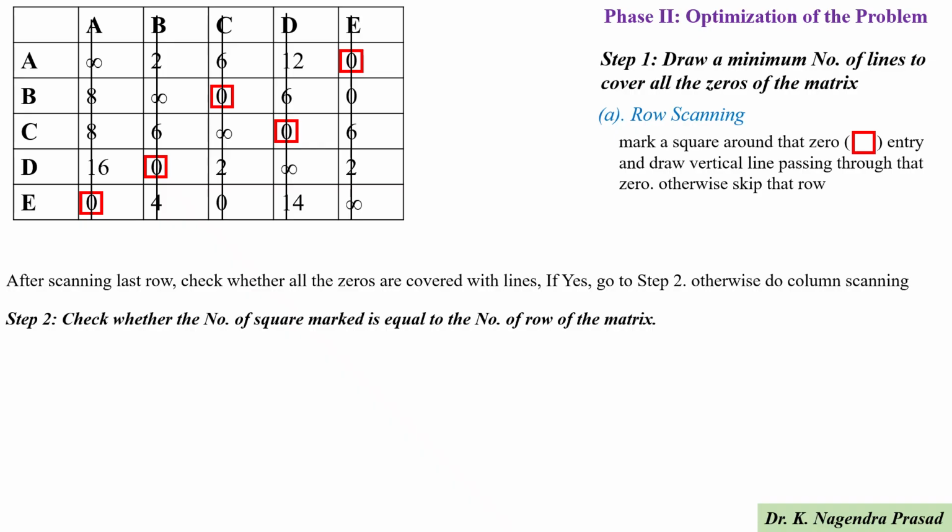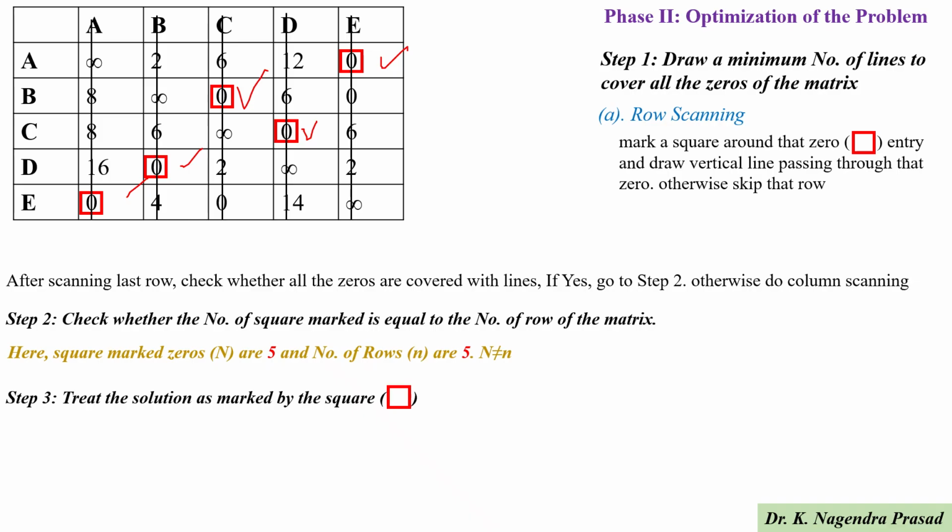So, step 2 is check whether the number of squares marked is equal to the number of rows of the matrix. Here, the number of squares marked are 1, 2, 3, 4, 5, and the number of rows is 5. So, square marked zeros are equal to the number of rows. Then we got the optimal solution.